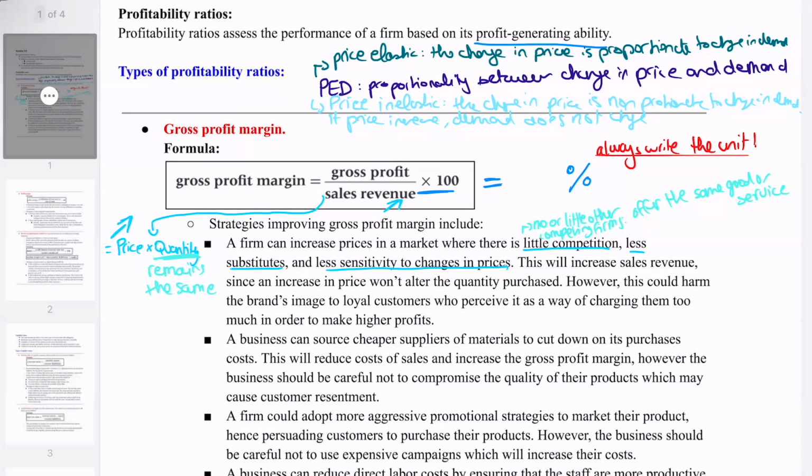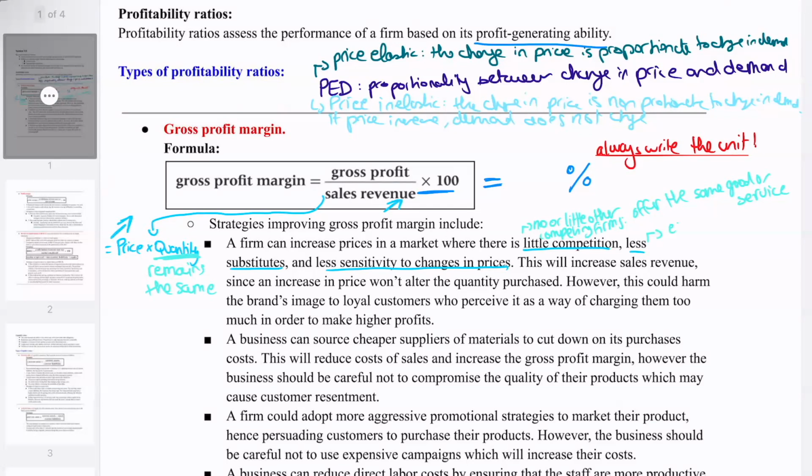Fewer substitutes means, for example, this happens a lot in the pharmaceutical industry, because pharmaceutical products are price inelastic because people need them. People need these products, so they're going to pay for them no matter what. For example, insulin is needed. It has a very low price elasticity. Let's say I'm going to give you the example of insulin.